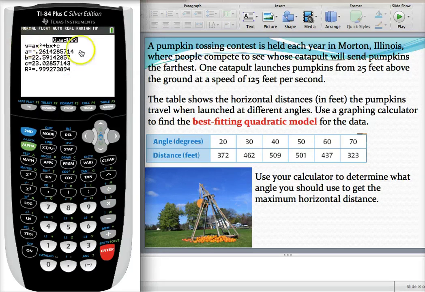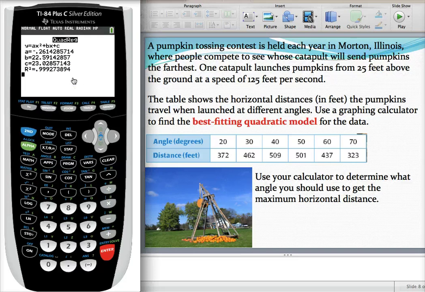Notice it's given to us in standard form, y equals ax squared plus bx plus c, and those are our a, b, and our c values. I went ahead and rounded to 2 decimal places, so I'd encourage you to do the same thing. The r value, remember, is the correlation coefficient. The closer to 1 that is, or -1, the closer our data is to a perfect fit. So an r value of 0.999 is really good. This quadratic model is going to really closely match up to our data.